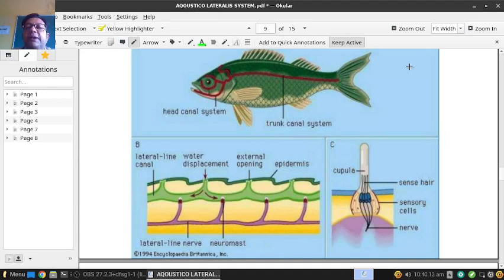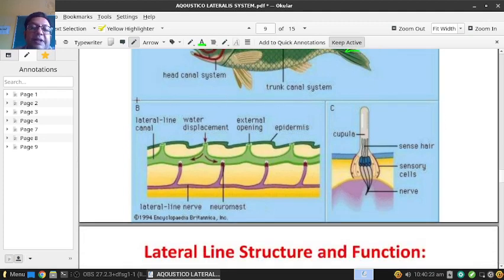You can see the violet color line. Can you see? That is the lateral trunk canal system. Then you have the head canal system. Now if you look in figure B, you will see how it looks. You find the small little neuromasts. Can you see the small little neuromasts? From the purple line, it projects at right angles towards the green tubes. It projects on top. You can see the purple color structure, and that is the neuromast.